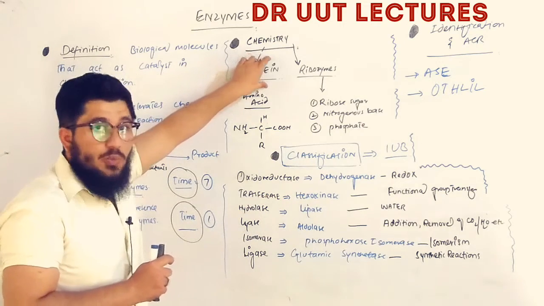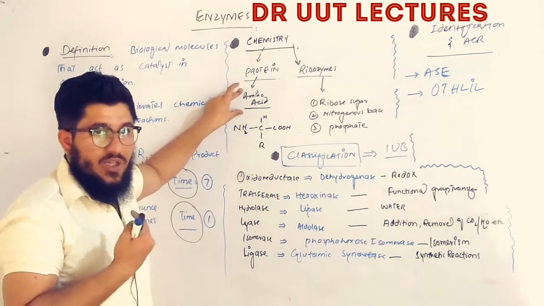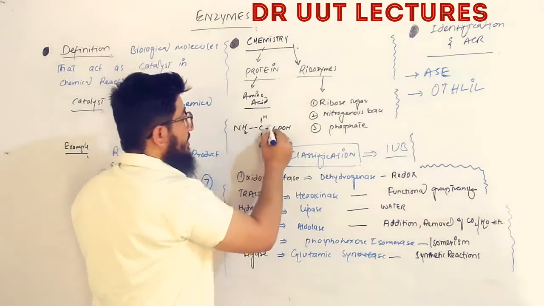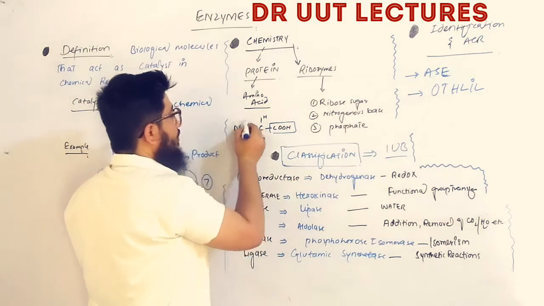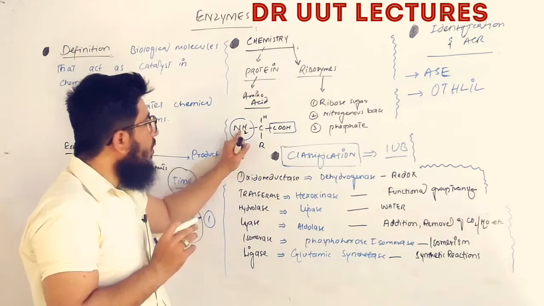Well, so we have the exception, that is ribozyme, and the remaining, most of the enzymes, are protein in nature. And you know, protein is made up of what? Amino acid. And you know the chemical structure of amino acid: any molecule that contains an acid group and an amino group in its structure is known as amino acid.